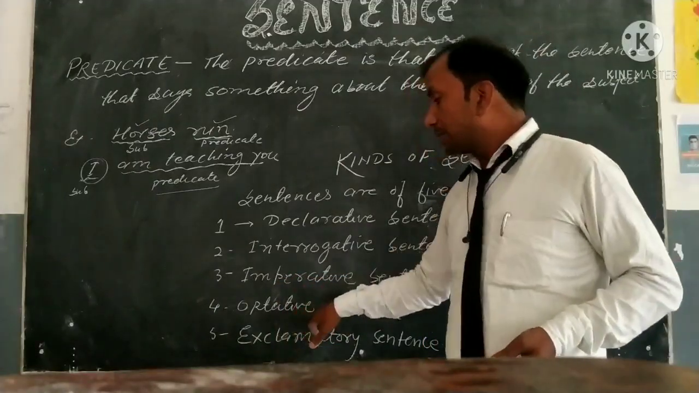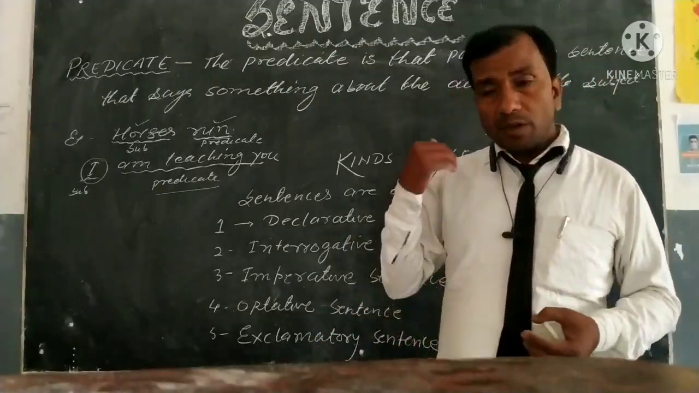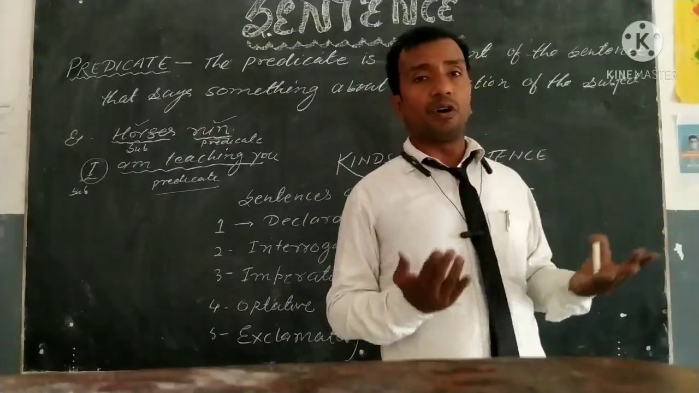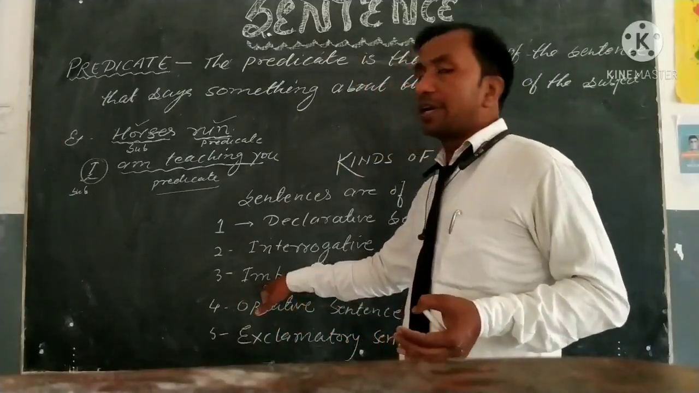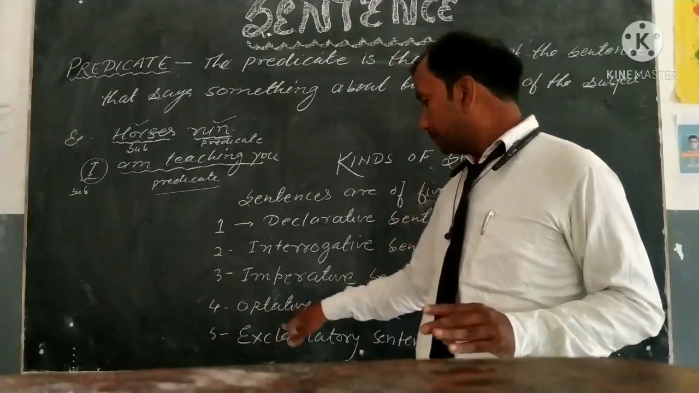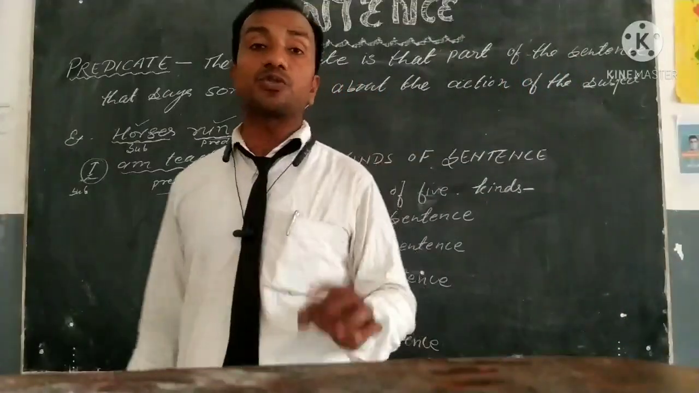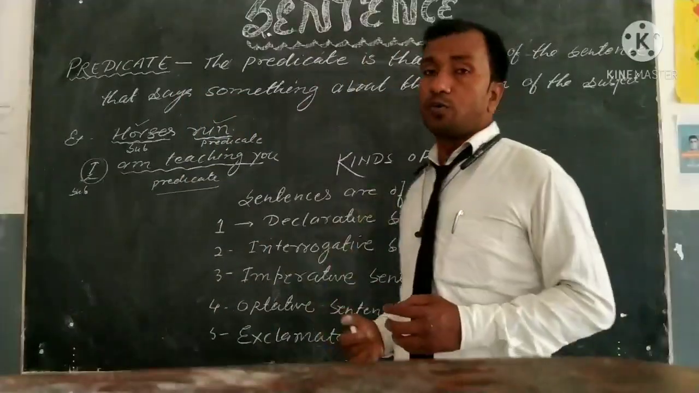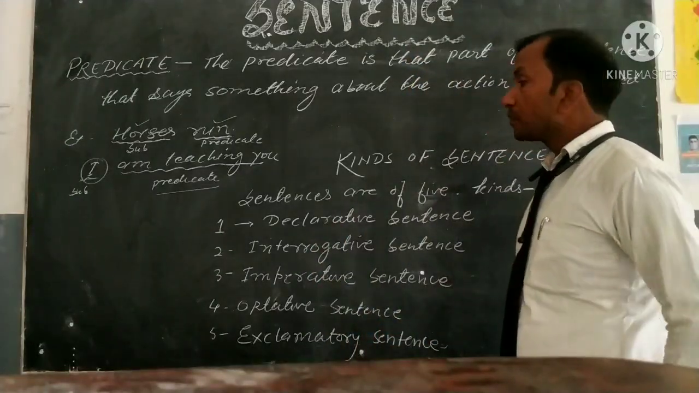Now, optative sentence. Optative sentence means sentences in which we give best wishes to anyone, a curse to anyone, or pray to God. These are known as optative sentences. Optative sentence is also part of imperative sentence, but here we will study it separately. Now, exclamatory. Exclamatory sentences are the sentences that show the sudden feeling or the sudden expression of the noun or of the sentence.